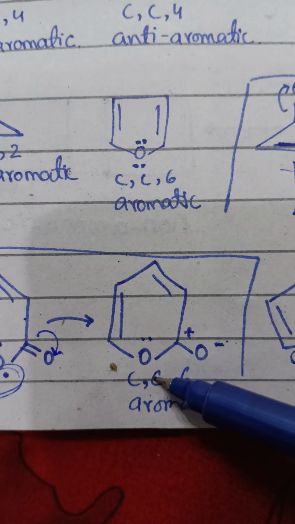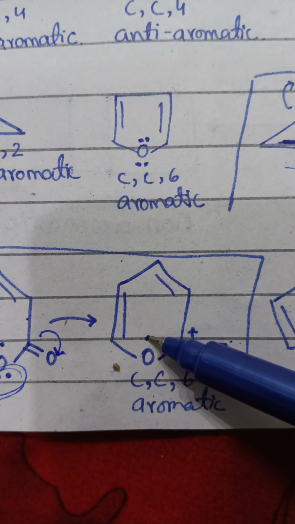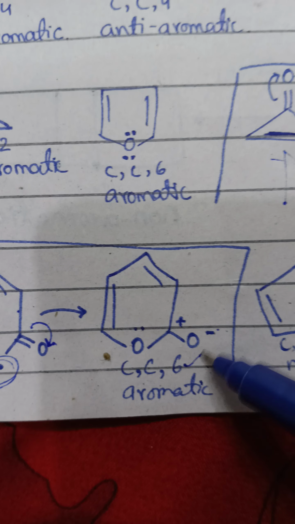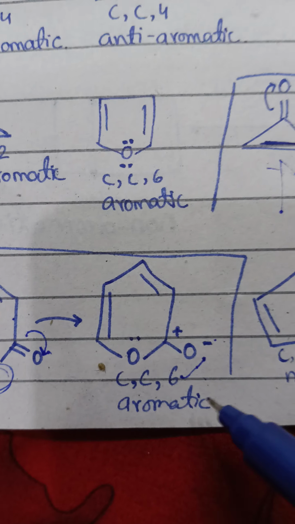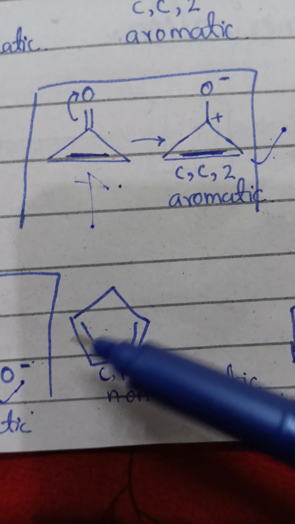So therefore it has conjugation, and it has 1, 2, 3, 4, and 5, 6. So it has 6 pi electrons, so therefore a compound with 6 pi electrons is considered as aromatic, so it is aromatic. Now we have this example.